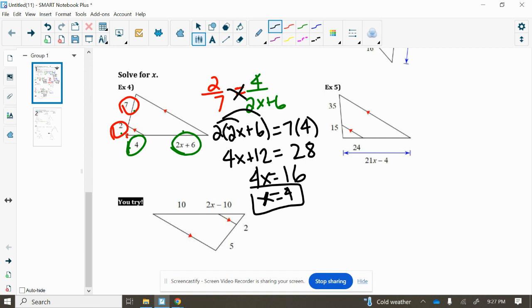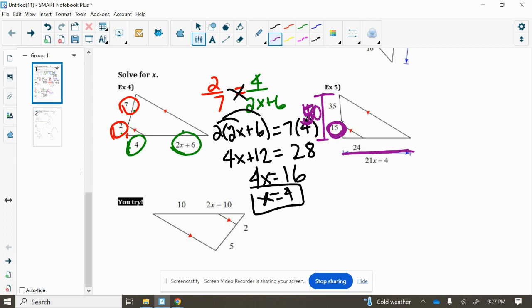All right, now on our next example, notice this setup here. We are given this full side here. So another way we can use this side splitter to help us find x is to think about the top of my triangle to the whole side. So 15 plus 35 is 50.